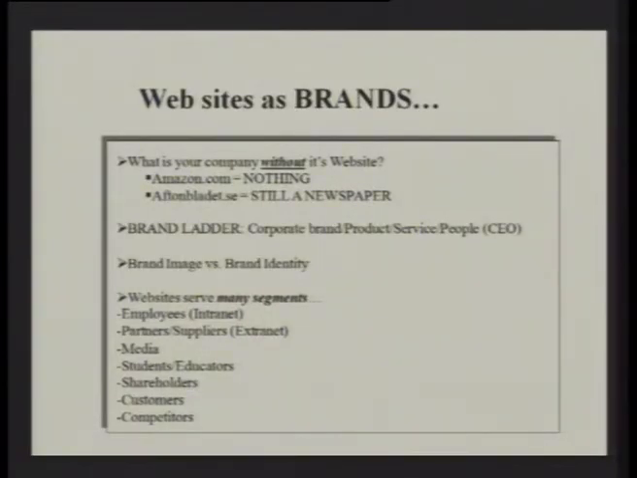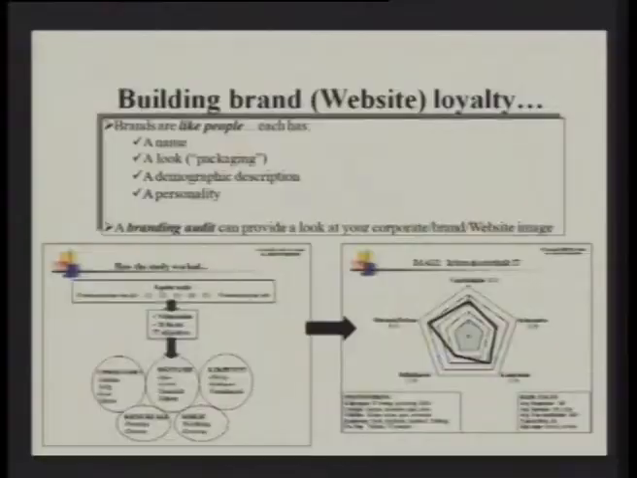Websites serve many segments like employees, partners, suppliers, the extranet, the media, the students, the educators, the shareholders, the customers, the competitors. So it creates a whole range of brand for it. So a huge branding takes place. Building a brand on a website loyalty, brands are like people. It has a name, it has a look, demographic descriptions and a personality. So these are basically the images which show how you create a branded website where people get attracted to your library website.